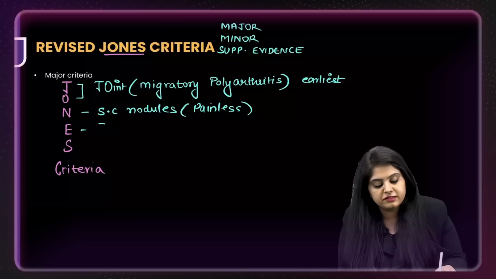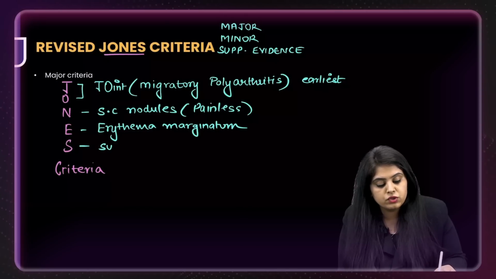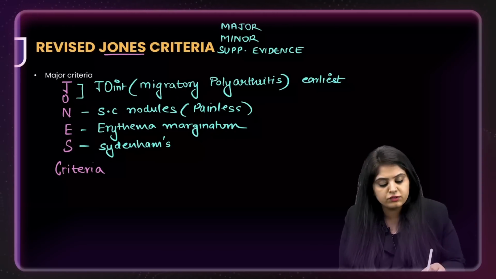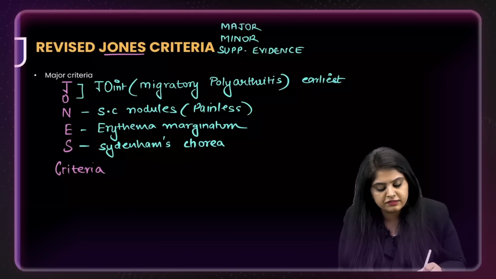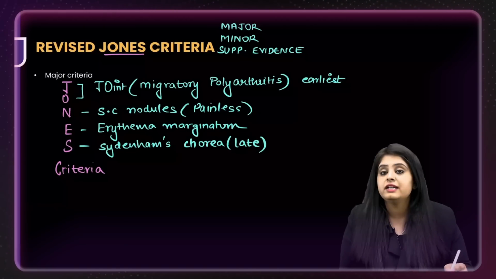Coming to E, there is a skin problem. There is erythema marginatum. S stands for chorea. Which chorea? Sydenham's chorea, and it has come so late in the end. See, it has come so far down in our mnemonic, right? So this is one of our late criteria. Chorea, jerky movements, that's going to be one of our late manifestations.